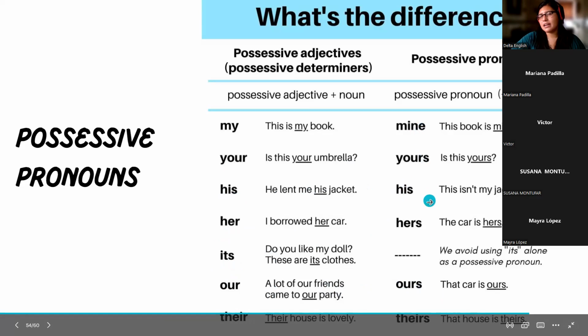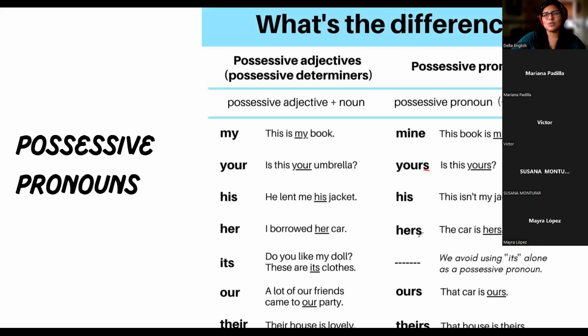A todos, si se fijan, les vamos a terminar agregando una S, excepto a mine. Es la única excepción. Hers, ours y finalmente theirs. Their house is lovely. That house is there.